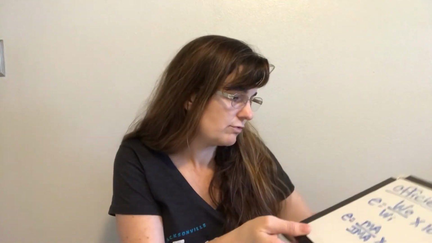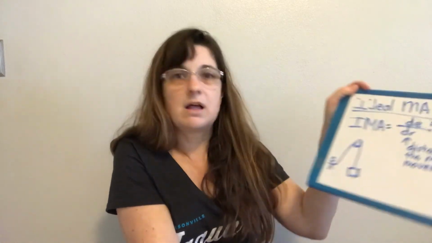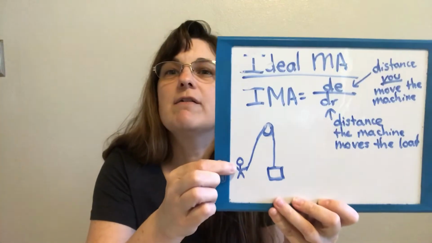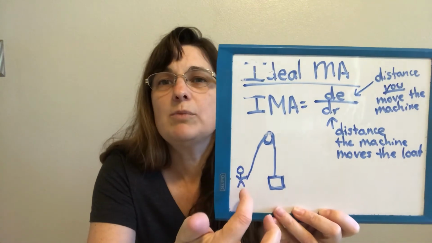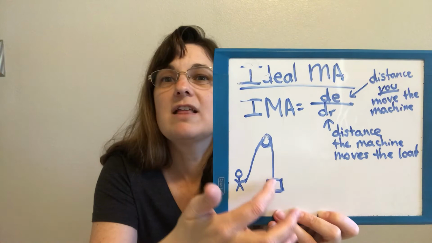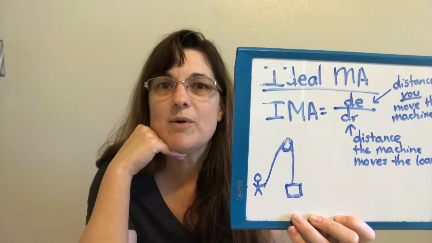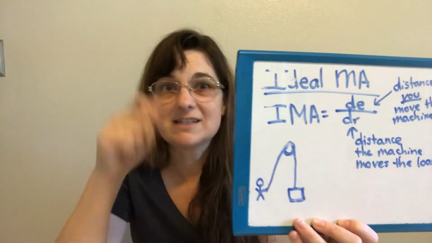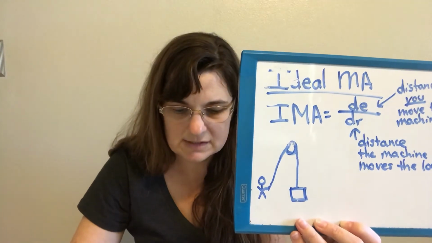A pulley. Most of y'all are familiar. I actually drew a pulley here. This is a very simple pulley. So you have a person. Usually you pull down on a pulley because you're down on the ground, and it will usually lift an object. A flagpole is a great example, like raising a flag on a flagpole. That's a great example of that.